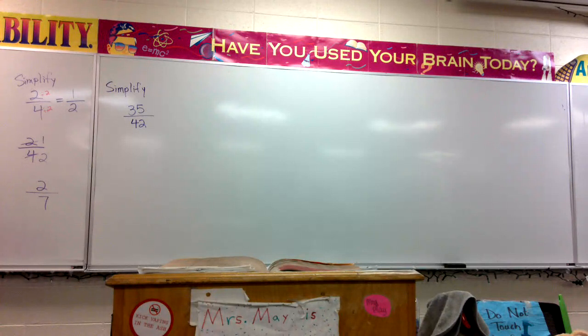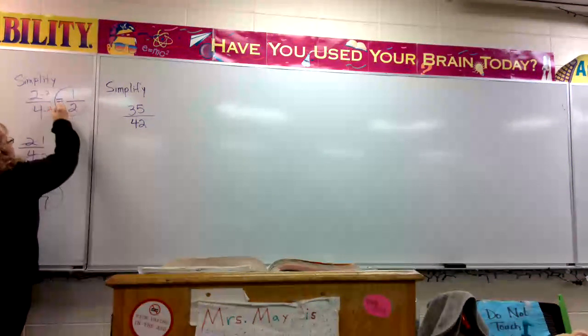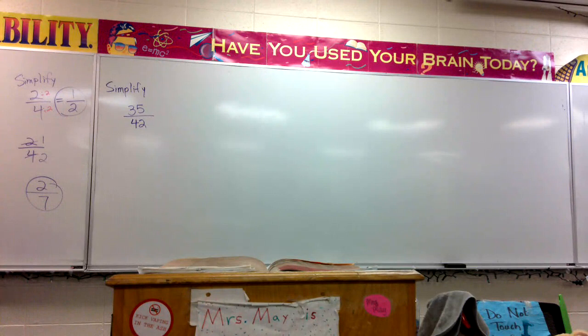So that's what we're looking for over here. We're looking for a common factor. They might not always have a common factor. And if they don't have a common factor, then they're already reduced the way they are. They're already simplified. You might have to simplify it, or it might already be simplified. So that's today's lesson, basically.